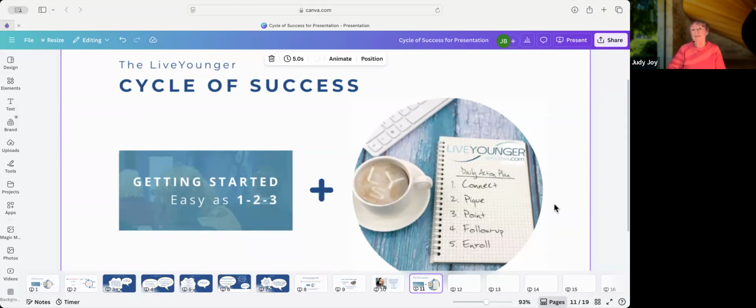It's my favorite Live Younger image. I love the casualness of it. I picture it as a picnic bench, maybe hot chocolate, the LYS, and there in handwriting, the daily action plan: connect, peak, point, follow up, and enroll.